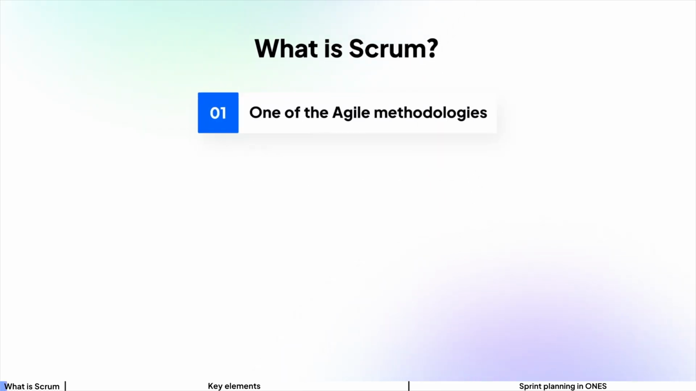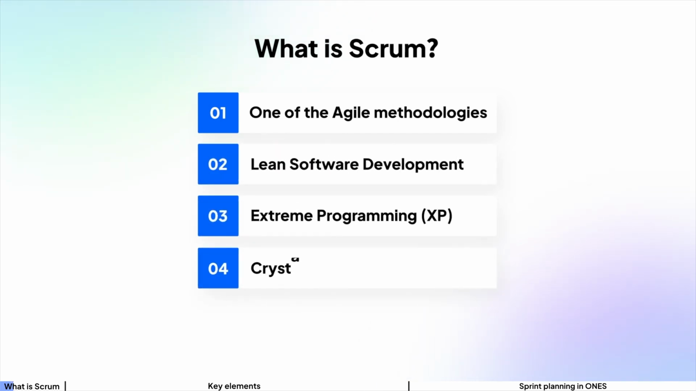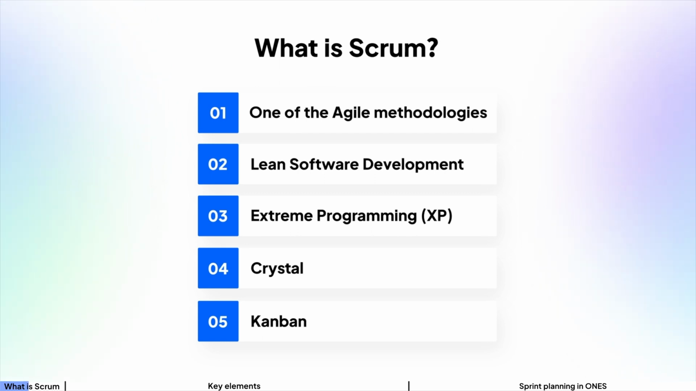Scrum is one of the most popular Agile methodologies used by project managers among Lean, XP, Crystal, and Kanban to develop and deliver products and continuously ship values to customers. Scrum is popular because it provides a set of rules and procedures that are easy for teams to work with.